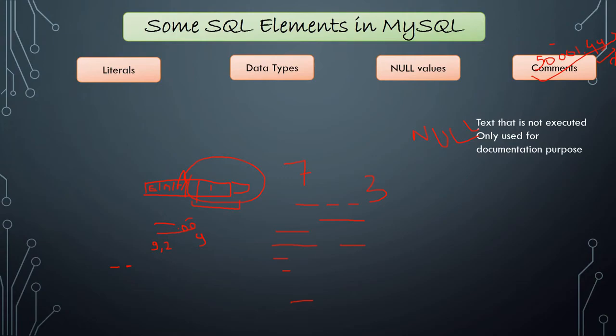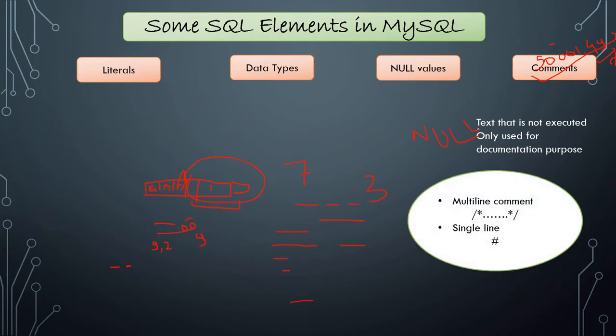We can write comments in two ways. Either it can be a multi-line comment or it can be a single line comment. These are just like in C languages. For a multi-line comment, we have to use slash, then a star, and at the end we have to use a star and then slash. And if we are going for a single line comment, we can use hash directly.